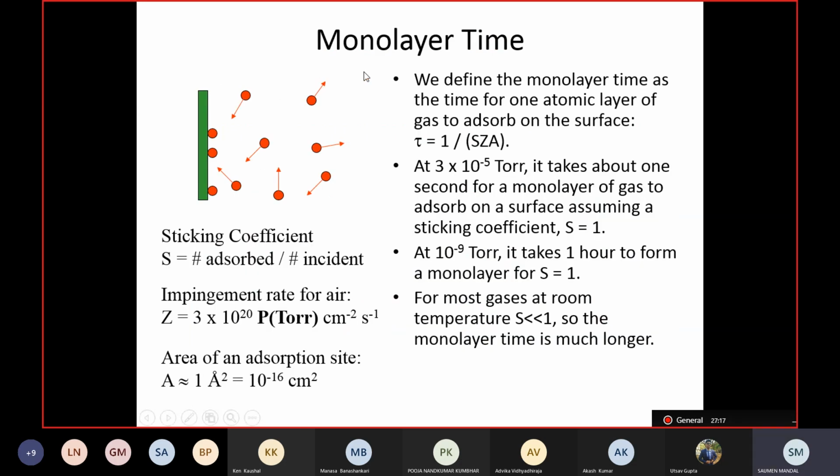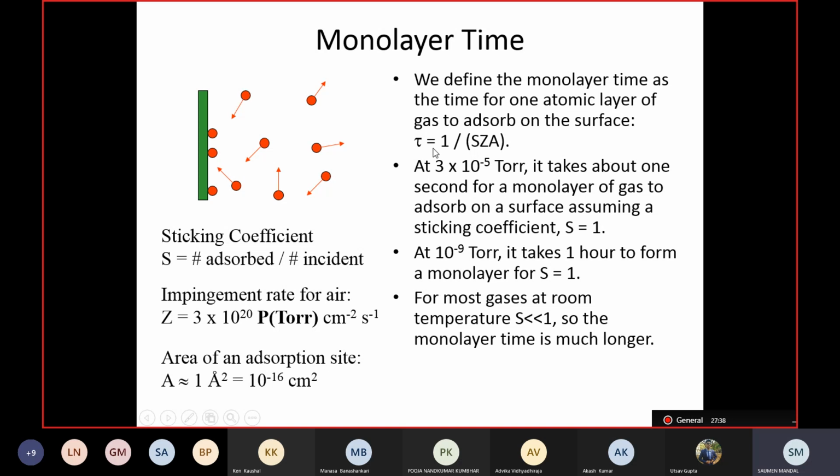Now another important terminology is monolayer time. So what is this monolayer time? We define the monolayer time as the time for one atomic layer of gas to adsorb on the surface. So in which time will one full atomic layer form?